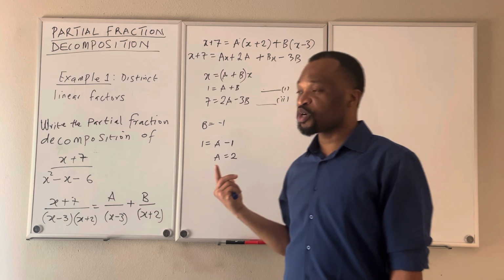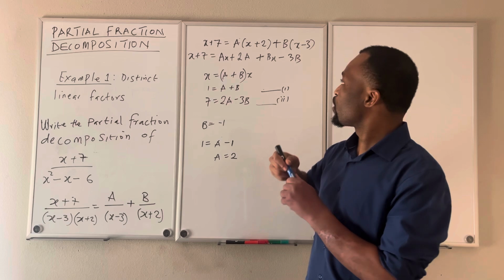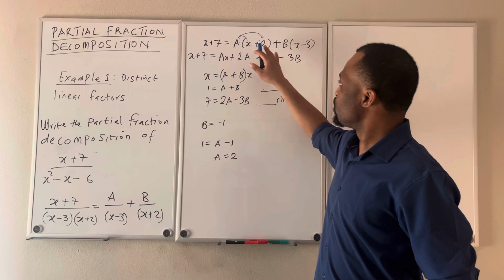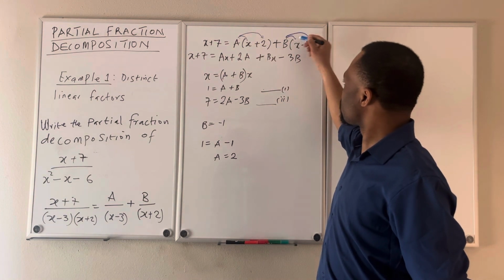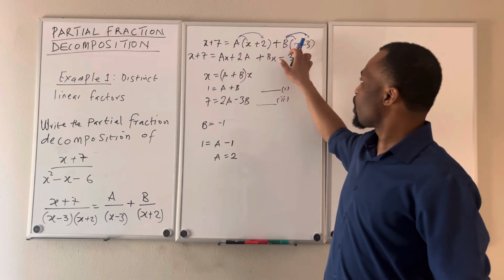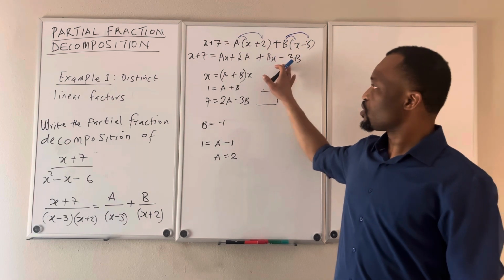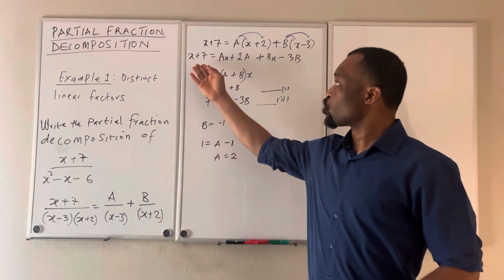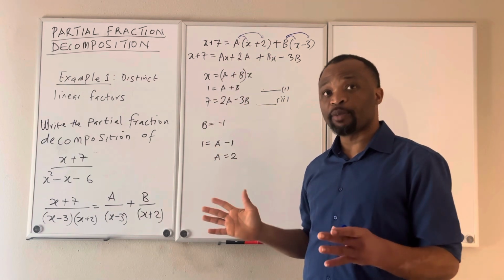The next step from here will be to distribute a into this, and then distribute b. So we'll multiply a times x, we'll have this, multiply a times 2, we'll have this, multiply b times x, we'll have this, multiply b times minus 3, and we'll have this. From this expression, the next step will be to collect like terms. We'll add oranges with oranges, and apples to apples.